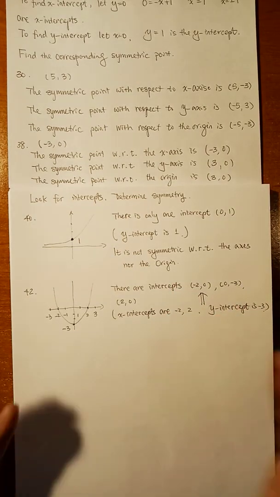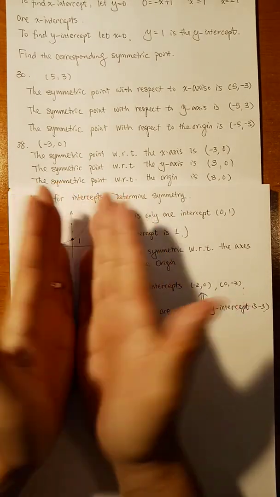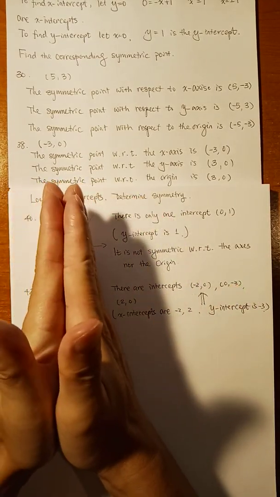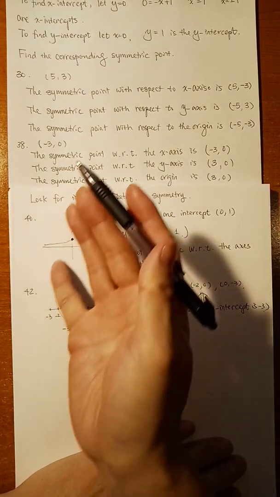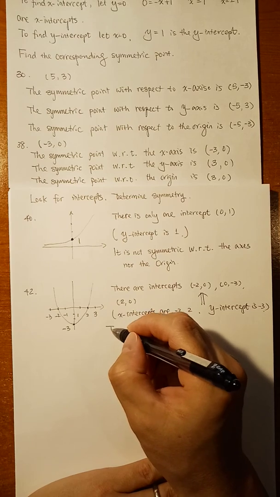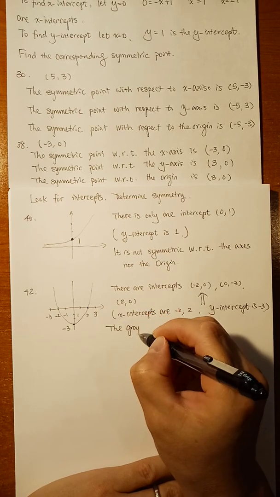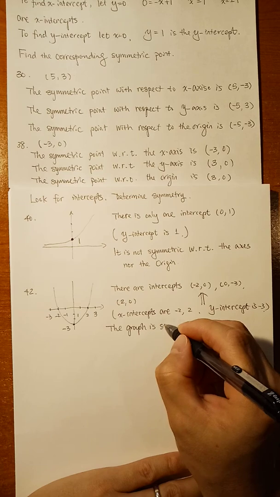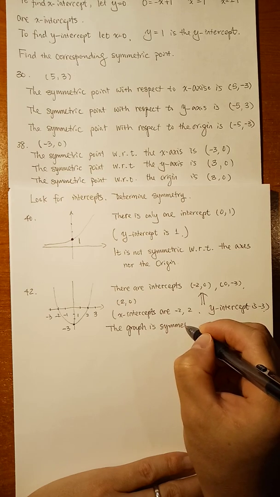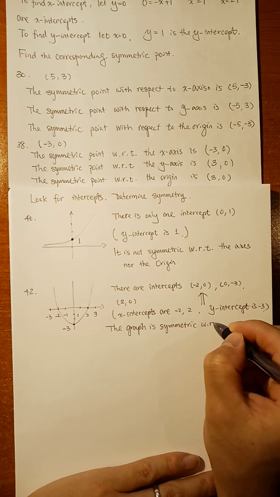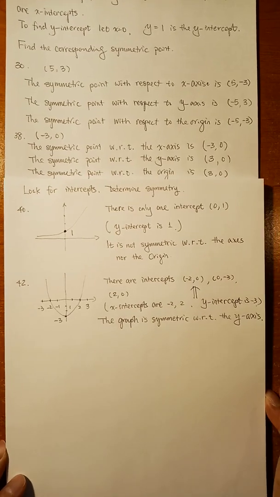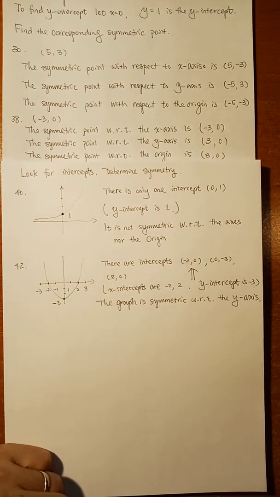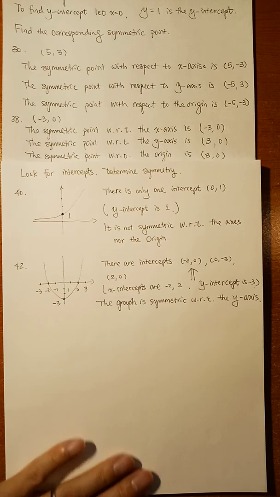And this graph clearly is symmetric with respect to the y-axis, because if you fold it along the y-axis, the right piece is identical to the left piece. So the graph is symmetric with respect to the y-axis. Okay?